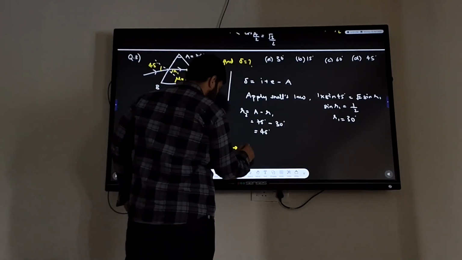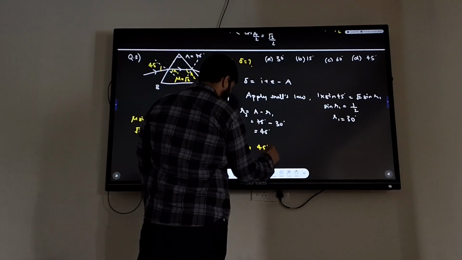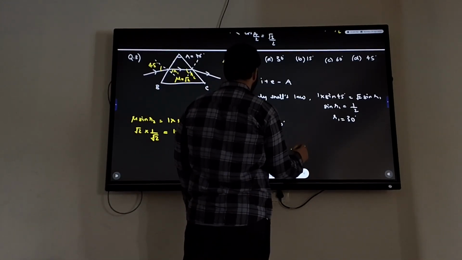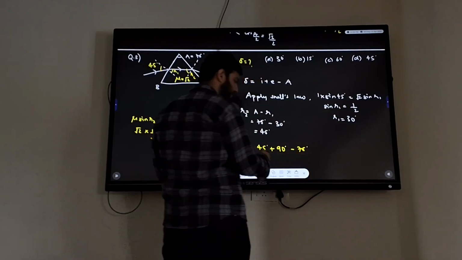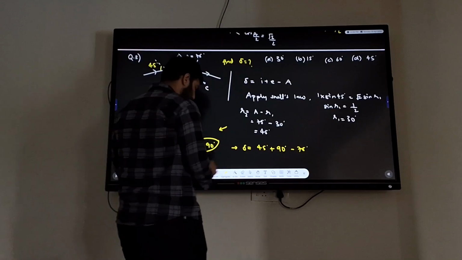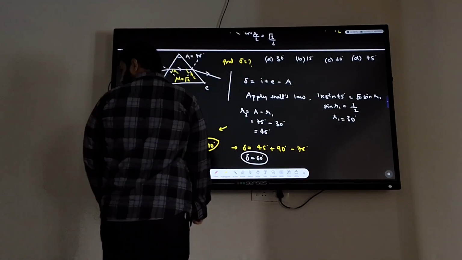What is delta then? Delta is I, which is 45, plus 90 minus what is this A? 75. Can you tell me the answer of that? 60. So what is delta then?